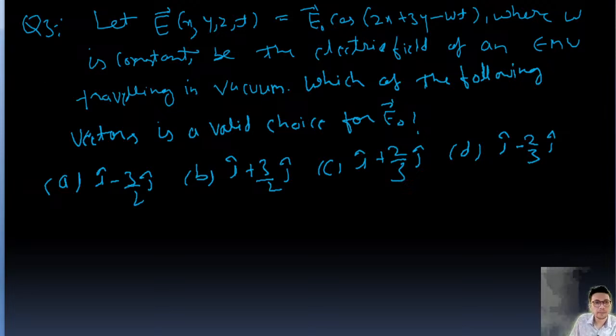So I'm going to solve it. Since we have been given E, the electric field of the electromagnetic wave, which is a function of x, y, z and t, E naught cos(2x plus 3y minus omega t), from here we can get the value of k.